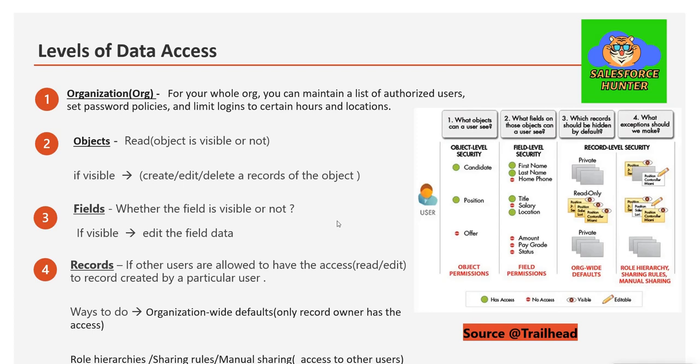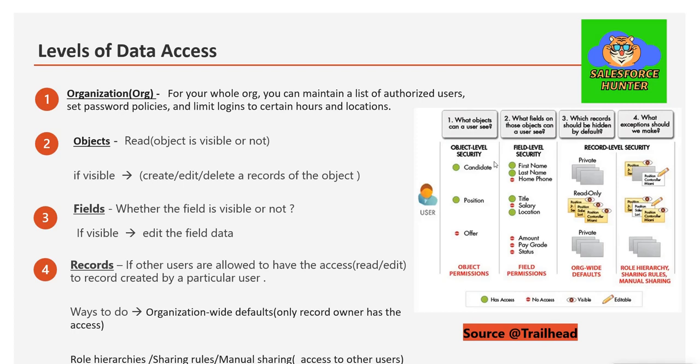Now we could check this image that I got from the Trailhead. Here you would be able to correlate with this definition. Now let's talk about, there is a certain user. Now we are talking about object level security. There are objects like candidate, position and offer. So the user is not able to see the offer object, but is able to see the candidate and position. By object I mean the records of these objects.